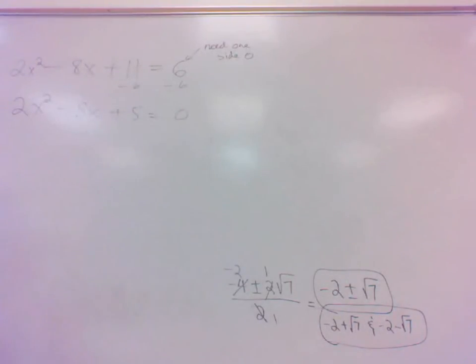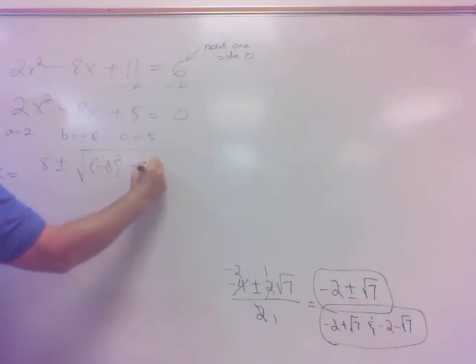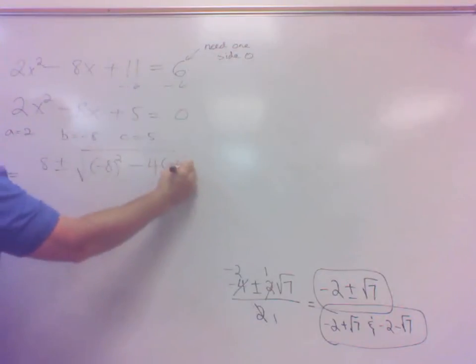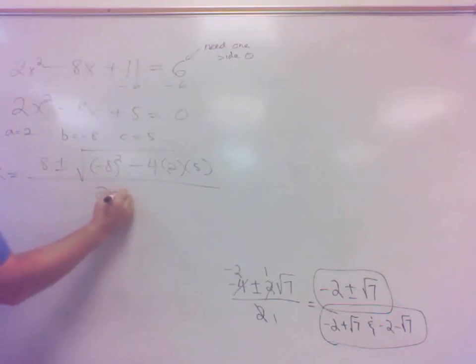So now I have my a, b, and c. A is 2, b is negative 8, and c is 5 for the quadratic formula, which is x equals minus b, so that's the opposite of b. B is negative 8, so the opposite of b, positive 8. Then it's plus or minus the square root of b squared, so I am squaring negative 8, minus 4 times a, which is 2, times c, which is 5. And then divide all that by 2a, 2 times 2.